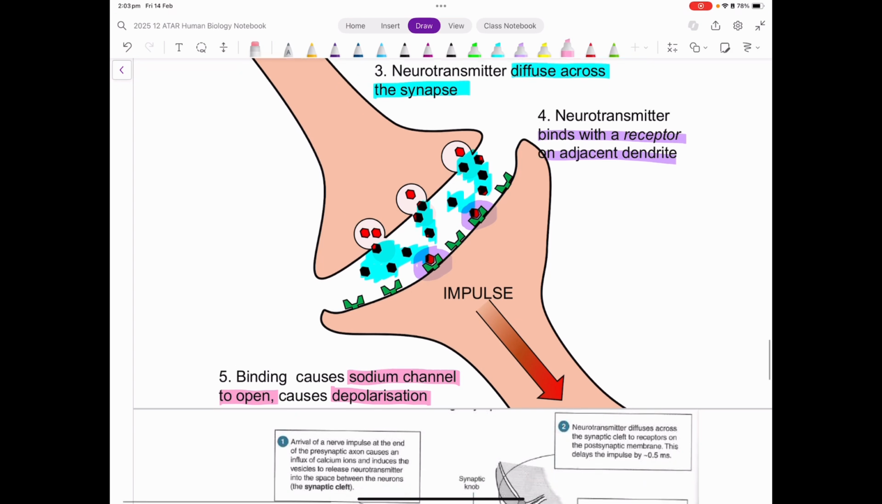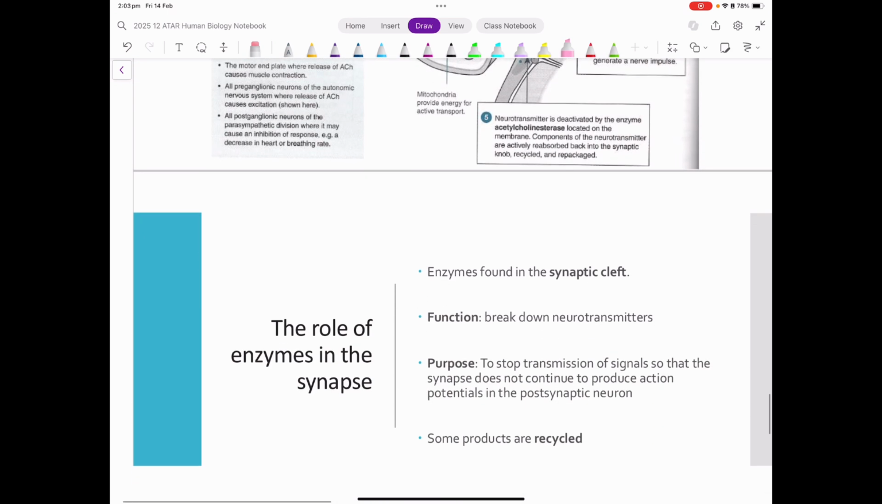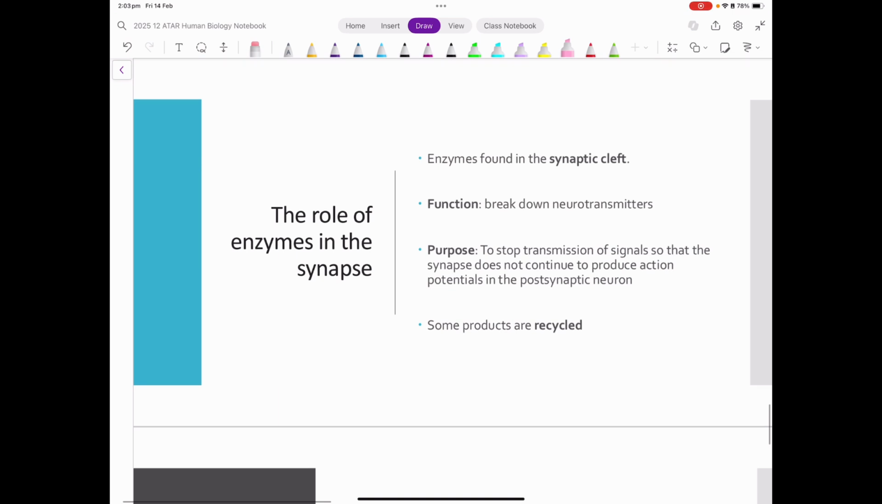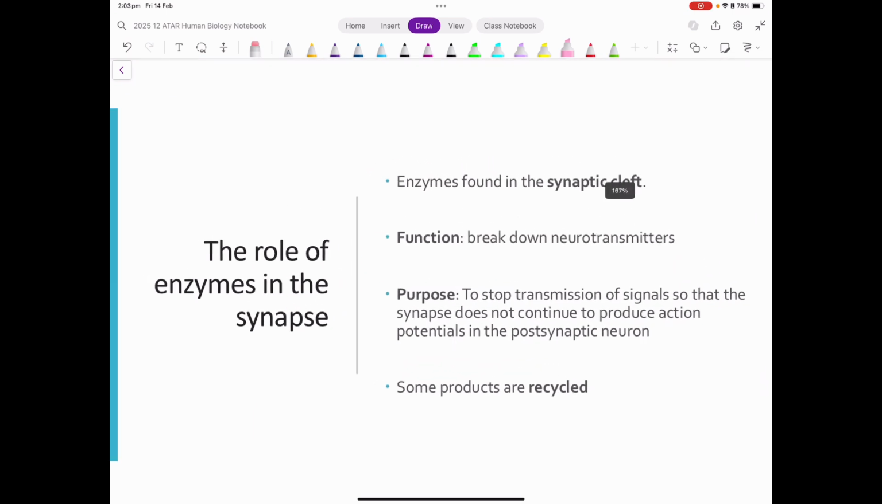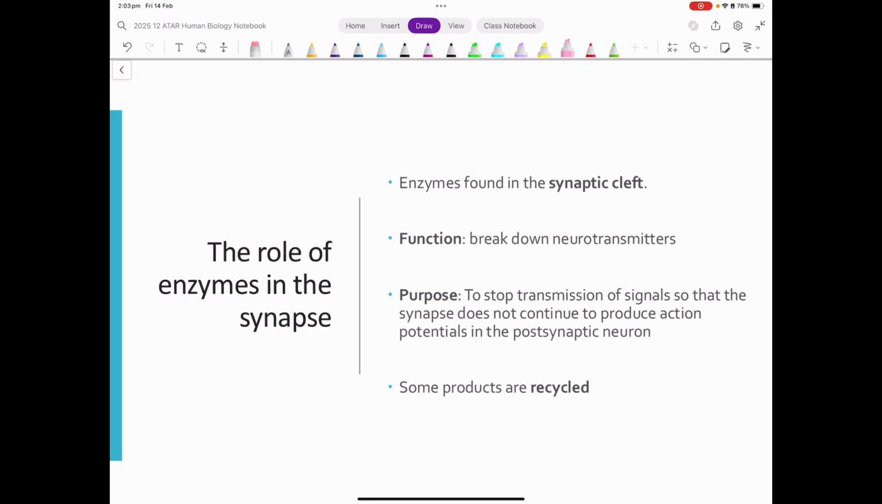So there are a few other images that you can have a look at throughout the slides. However, we're going to look at 2 other things with this lesson, so only 2 slides to go. The role of enzymes in the synapse is one of them. So, when we're talking about synapses, something we've neglected to mention so far is that enzymes are found there. And their role is to help break down neurotransmitters to either stop the transmission of signals, or to ensure that we don't produce an action potential in the postsynaptic neuron.